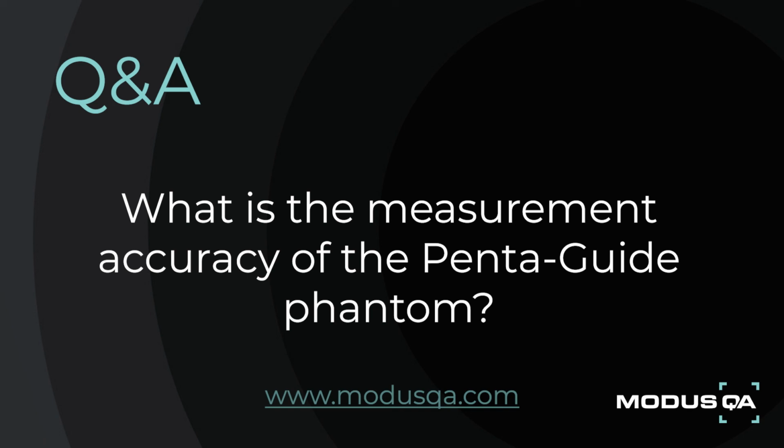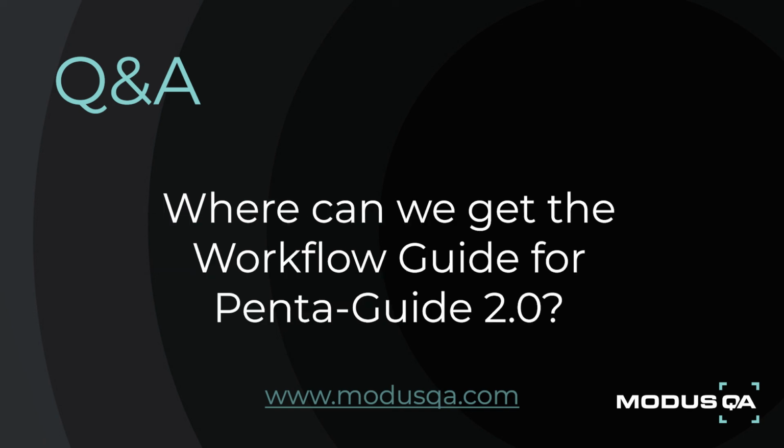Okay, next question. Where can we get the Workflow Guide 2.0? Again, you can definitely contact us and we can have that sent out to you. So we have it in a PDF form. But if you have the actual software itself, there is a location where you can click on the question mark and it'll propagate that for you. So if you contact us through the website, there's a way to communicate with our tech support and we can get that to you if you are a Penta-Guide customer or you plan to be a Penta-Guide customer.